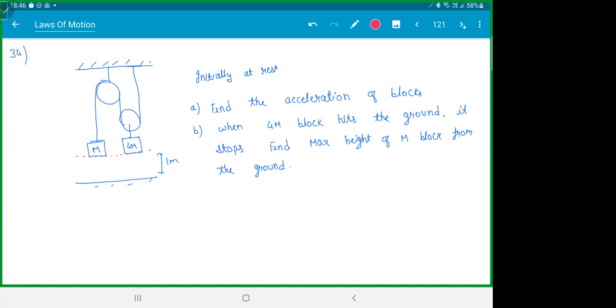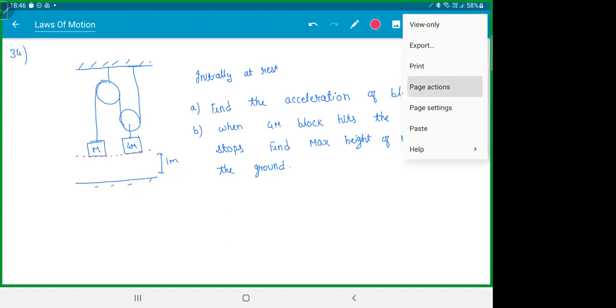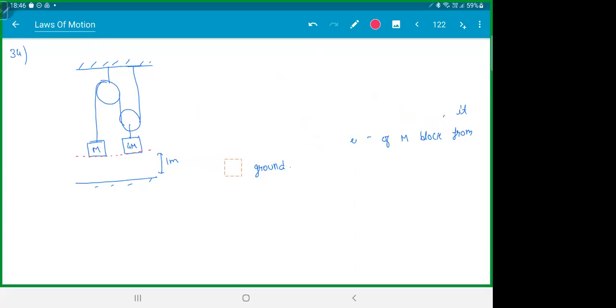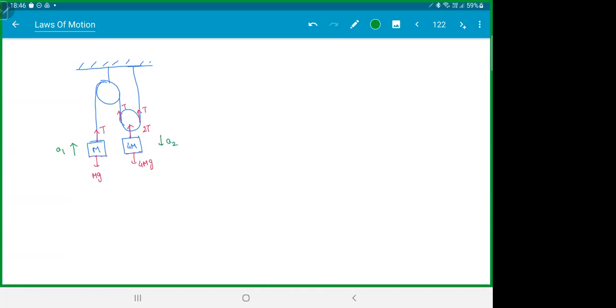Let's see. Step 1. Choose a system, draw the FBD. Tension, mg. This will be tension, so this will be 2T. Step 2, define your accelerations. So let this guy be A1. Let this guy be A2. Sir, how do you know it is like this? I don't know, so assume A1, A2. You can take both A1, A2 upward, it will work, no problem.